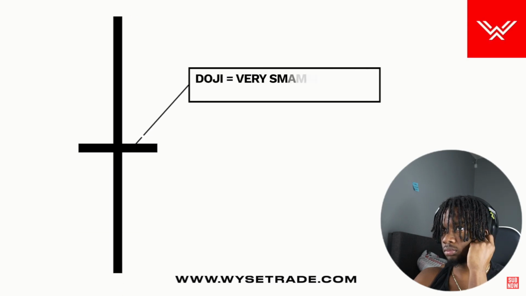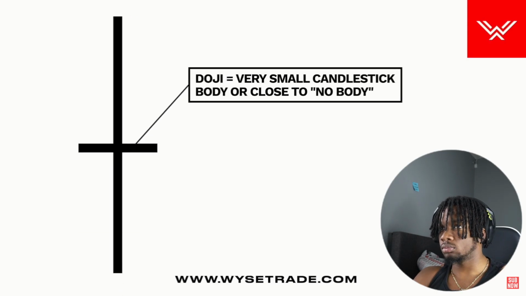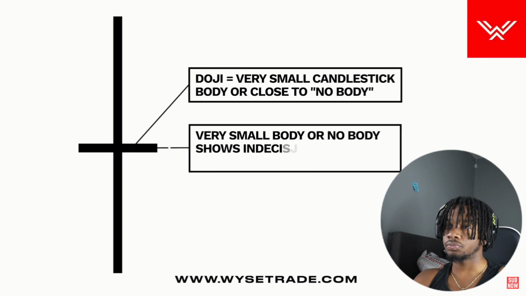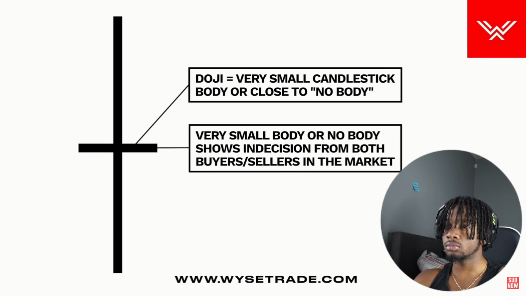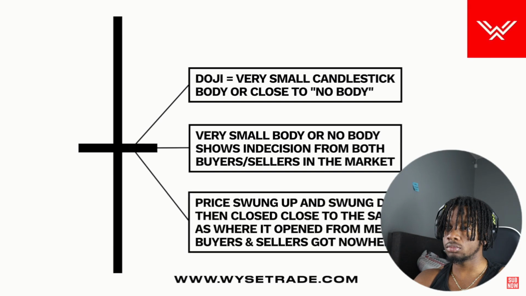When you have a very small candlestick body, or close to no body, this is known as a doji, which represents indecision from buyers and sellers, because price swung up and swung down during that time, but then closed close to the same price as where it opened from, which means buyers and sellers got nowhere, and again shows indecision.